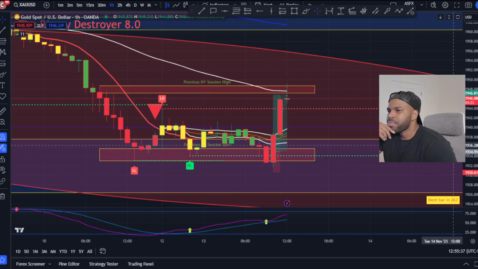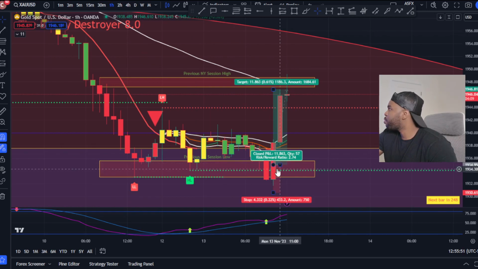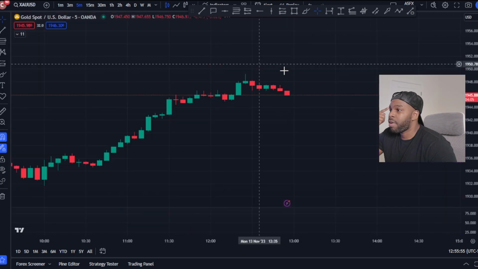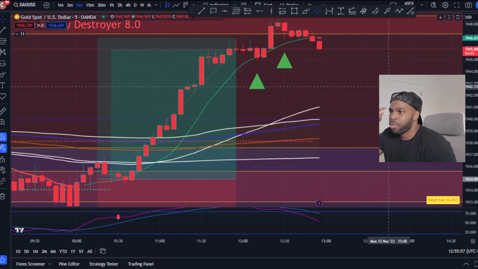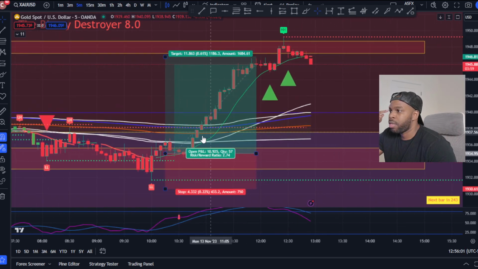Okay, so as you can see, I got these two zones here, and I was seeing basically a lot of rejections off of this previous U.S. session low, right? As you can see, rejection here, rejection here, and I broke it down to the 5 minute chart. All right, you can check out my stories. You can see actually my trade that I took on gold.